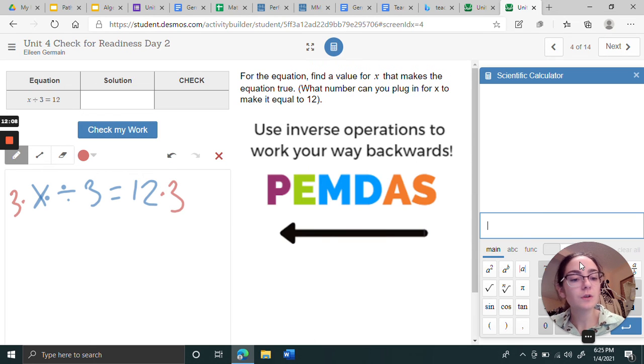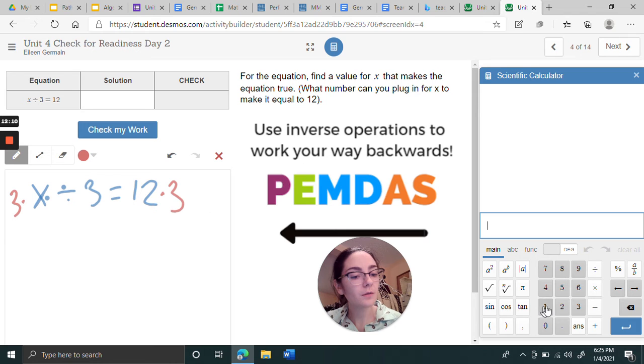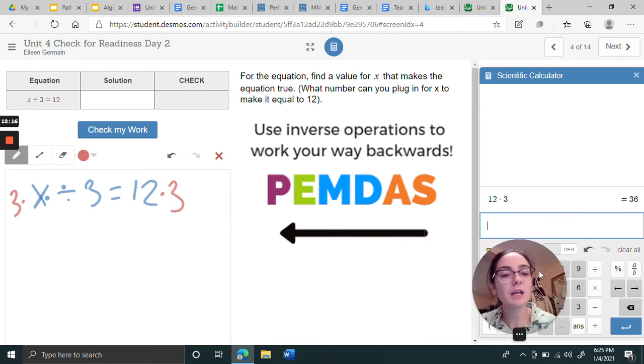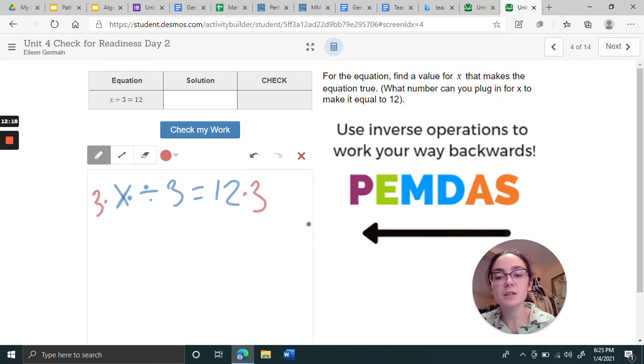We're going to do 12 times 3. I have a feeling you guys should be able to do that, but in case you need it, it is right here. It's going to get me 36. So these 3's cancel out, and we're left with just an x on the left side. So we're going to say x is equal to 36.